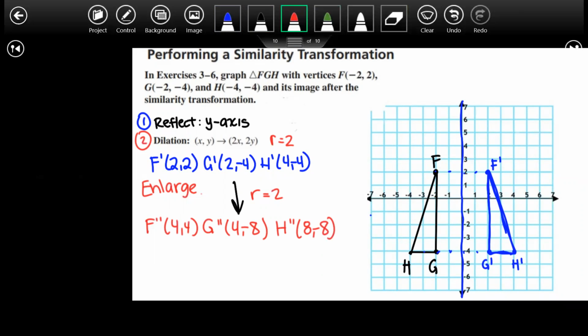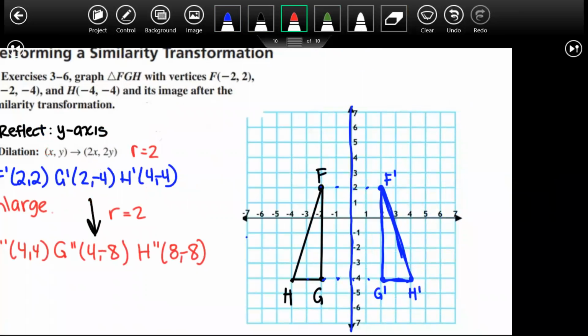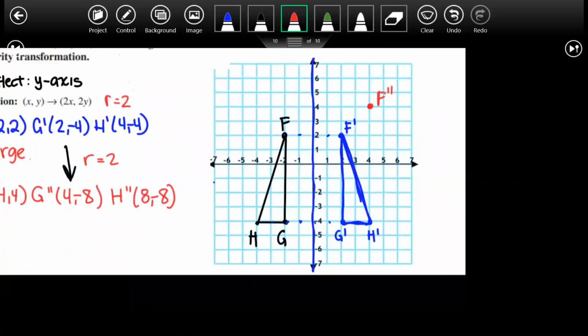We'll have to go one up our graph, but it's going to be okay. Graph our points, we're going to go over 4, up 4. That's our F double prime. Over 4, down 8. Mine's going to be a little bit off my graph.